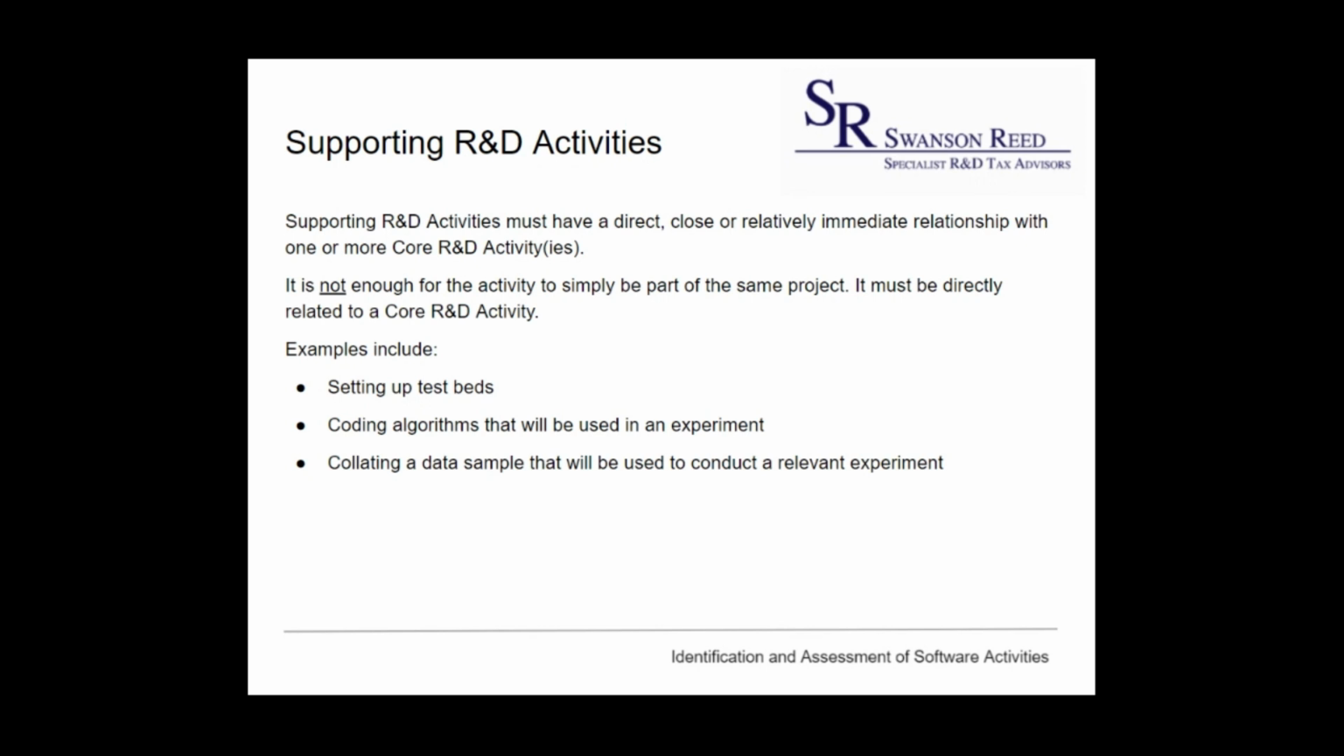Examples of supporting R&D activities cited by AusIndustry in the guidance include setting up test beds, coding algorithms that will be used in an experiment, and collating a data sample that will be used to conduct a relevant experiment.